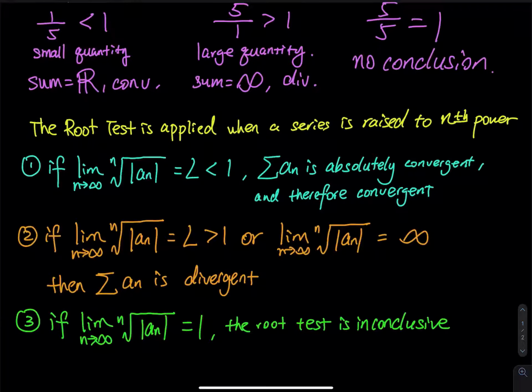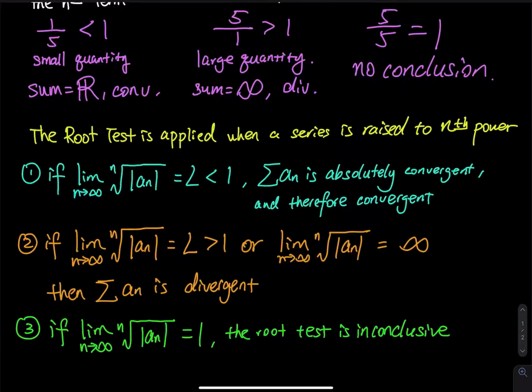So just like the first case, the limit is less than 1, so that means the quantity is pretty small. You are adding up a bunch of very small quantities. Maybe 1/5 is not small enough, so think about 1 over 1,000, 1 over 1,000,000. So you are just adding up a bunch of numbers that are so close to 0. Therefore, the sum of the series is really determined by the summation of the first couple numbers. So therefore, the series is convergent.